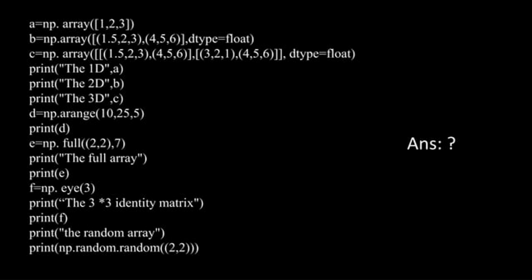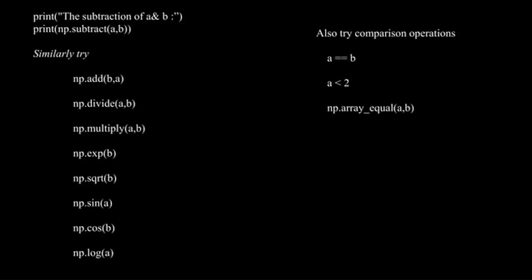D is np.arange(10, 25, 5). Print D. E is equal to np.full((2, 2), 7). Print the full array, print E. F is equal to np.eye(3). Print the 3 by 3 identity matrix, print F. Print the random array, print np.random.random((2, 2)). Print the subtraction of A and B. Print np.subtract(A, B).